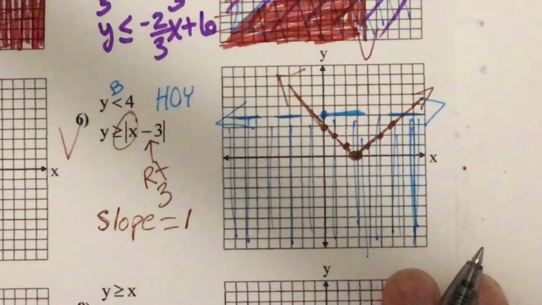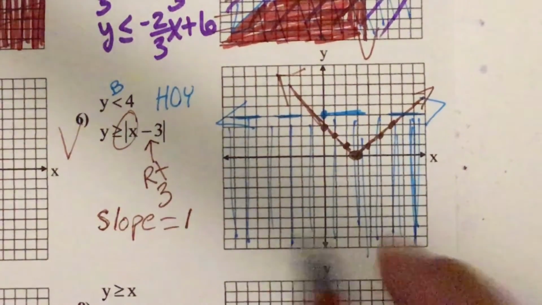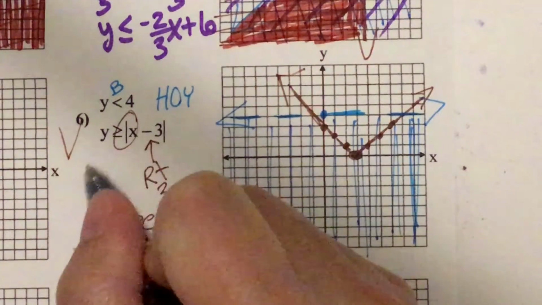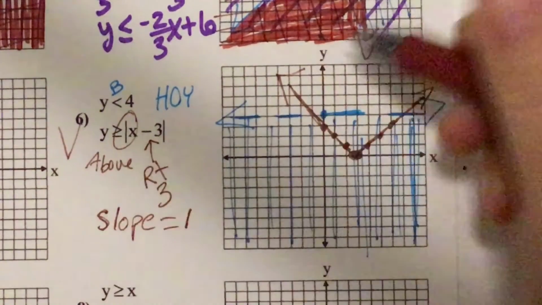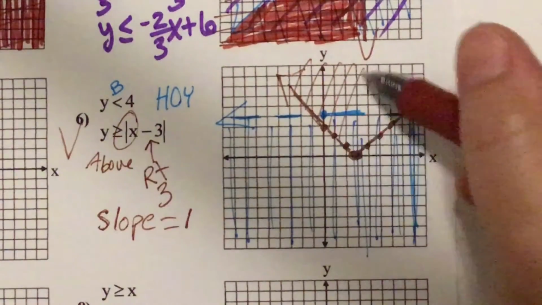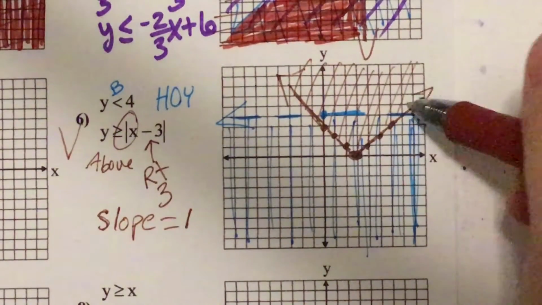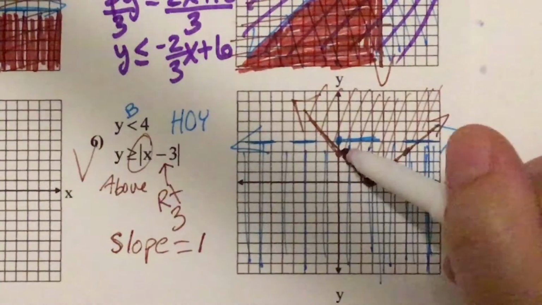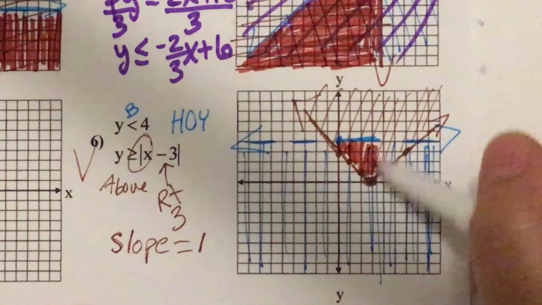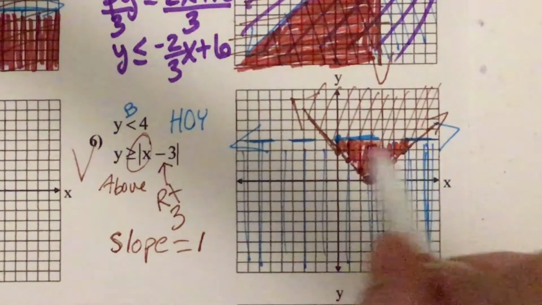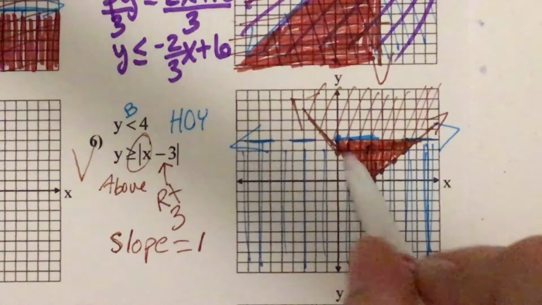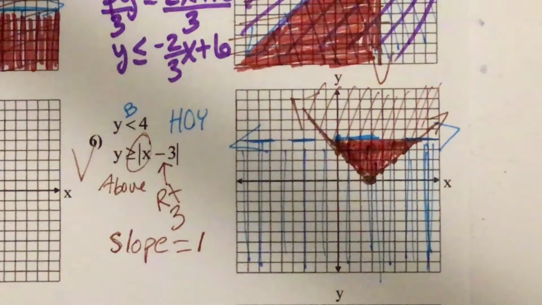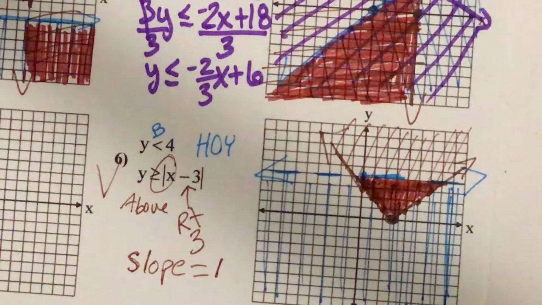And do I shade above or below? Above. Finally, greater than. So I shade above. So I'm going to shade everything above my V. And can you tell where the two colors overlap? Yes, sirree, Bob. They overlap in the triangle. So I'm going to color that a different color, the darkest of them all. That's where all the solutions are to the system.